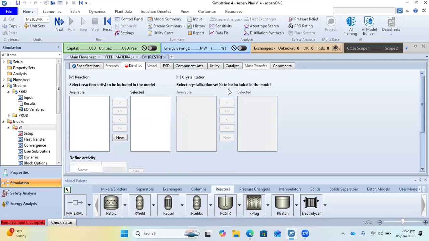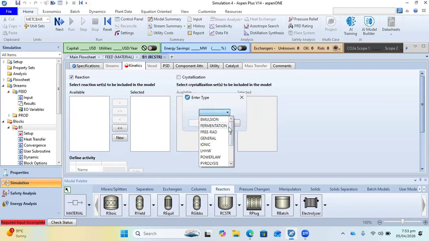If we are dealing with a crystallization process, you could have selected that and then model it. We are looking at just a normal reaction. So there are two ways we can go about placing in a reaction in Aspen. You can do it from the block by clicking on new, naming the reaction. So we'll just leave it as R1, and then choosing the type of reaction.